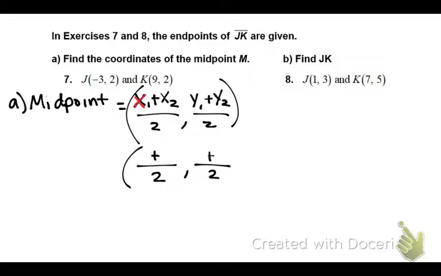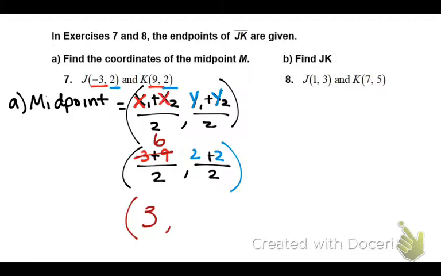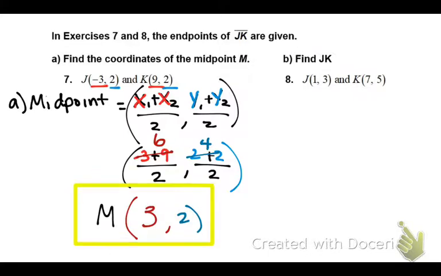So what are the two x's I'm going to plug in? Negative 3 and 9. Remember there's a plus sign between them. And then take the y's. What are my two y's? 2 and 2. So this first one, what's negative 3 plus 9? 6. And then 6 divided by 2 is 3. The y's, you've got 2 plus 2, which is 4. 4 divided by 2 is 2. So you would write m for the midpoint. The midpoint is (3, 2). So that is part A.